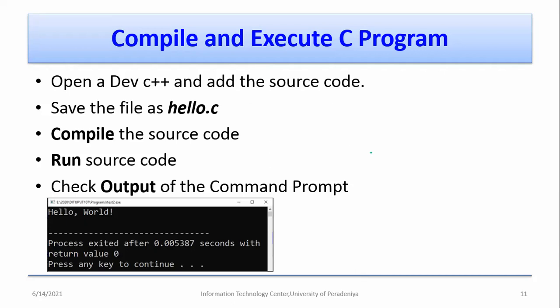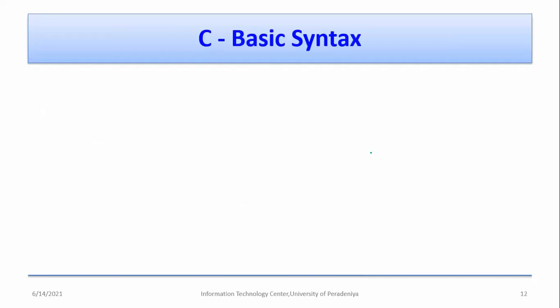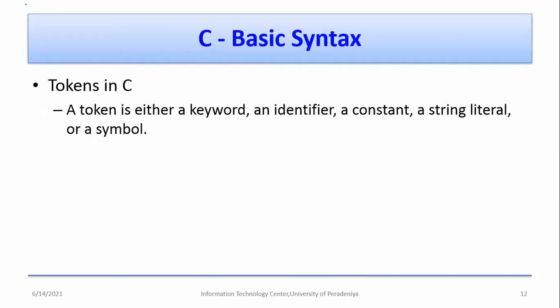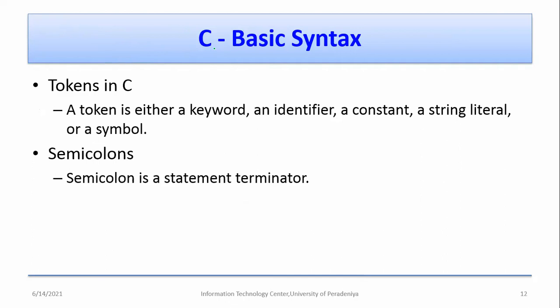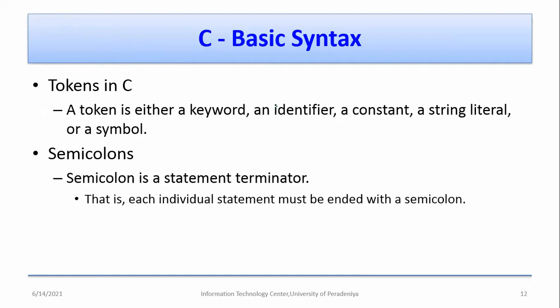Before that, there are some theory parts, right? Actually we have discussed those parts. So there's a concept called token in C. Actually, a token is either a keyword, an identifier, or a constant. All those are called tokens. And then the semicolon. As I told earlier, the semicolon is the statement terminator. That is, the semicolon indicates this statement is terminated or ended, right? So each individual statement must end with a semicolon.